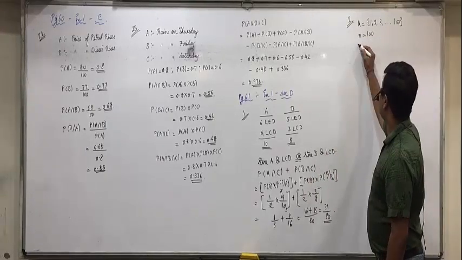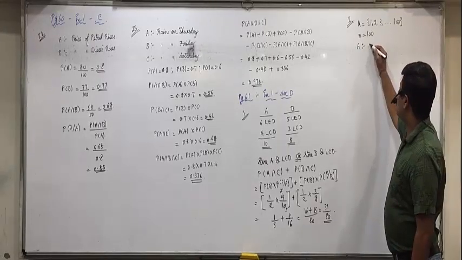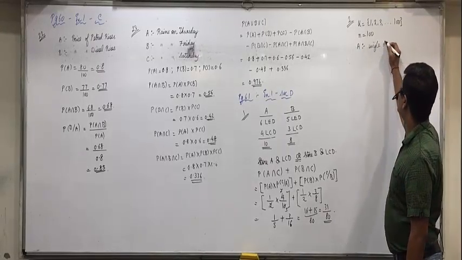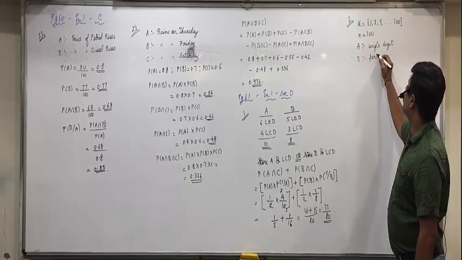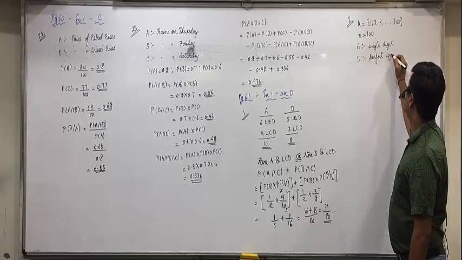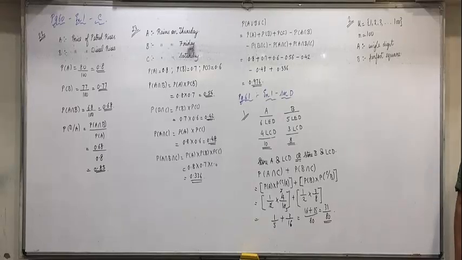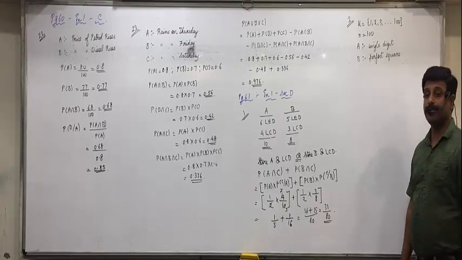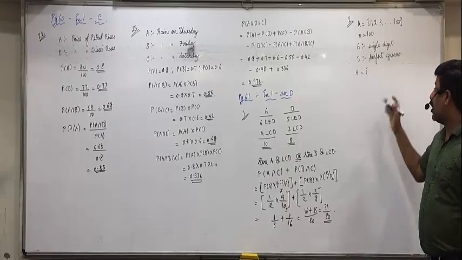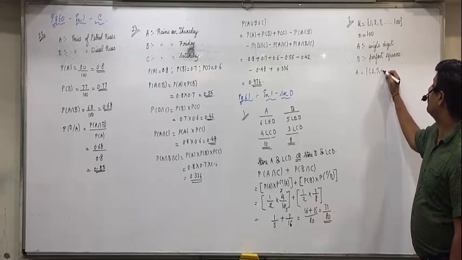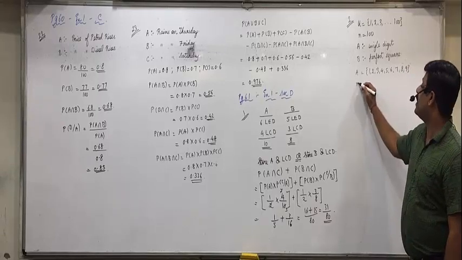Write down. Let event A be the event that the number is single digit, let event B be the event that the number is perfect square. Now single digit 1 to 9. So n of A is 9.